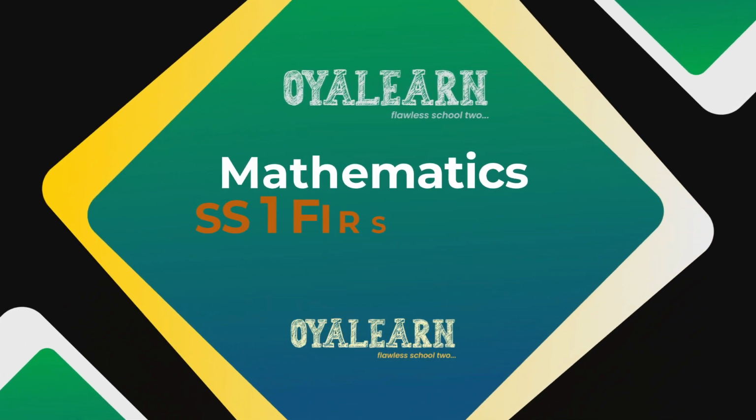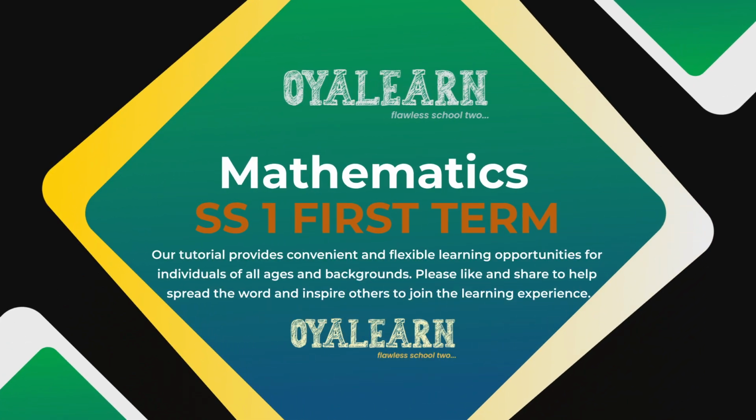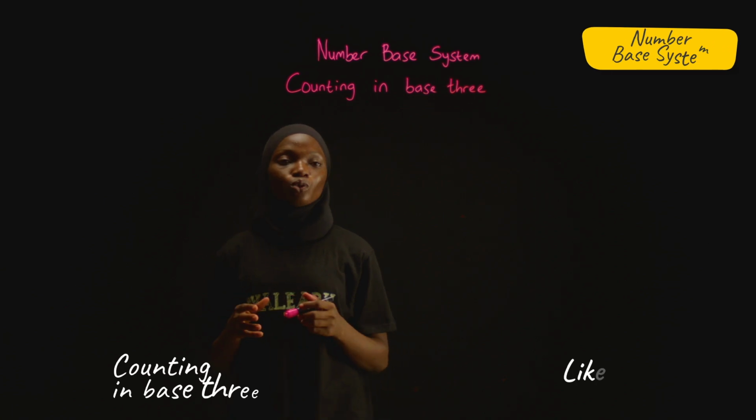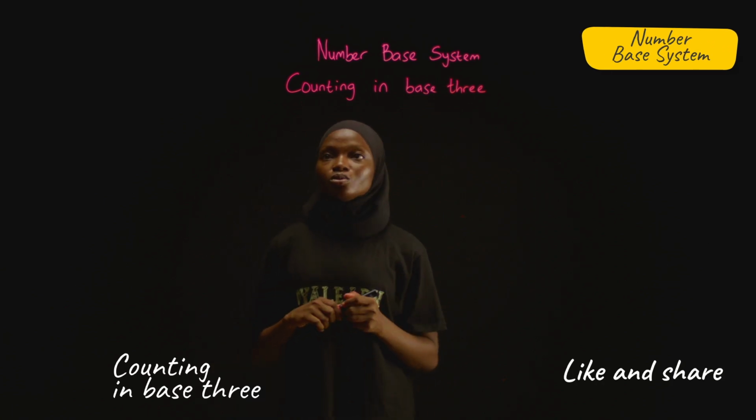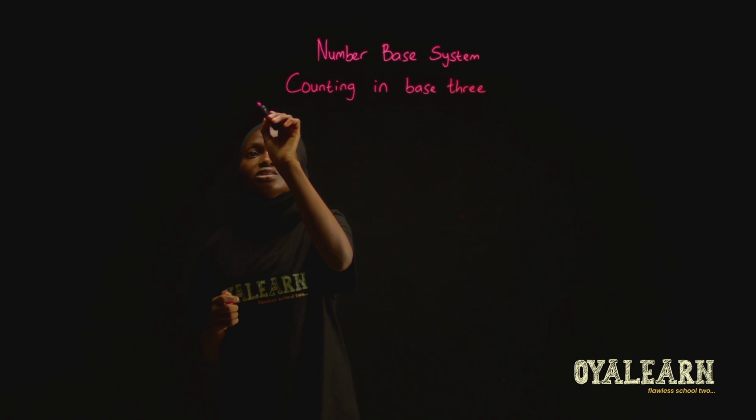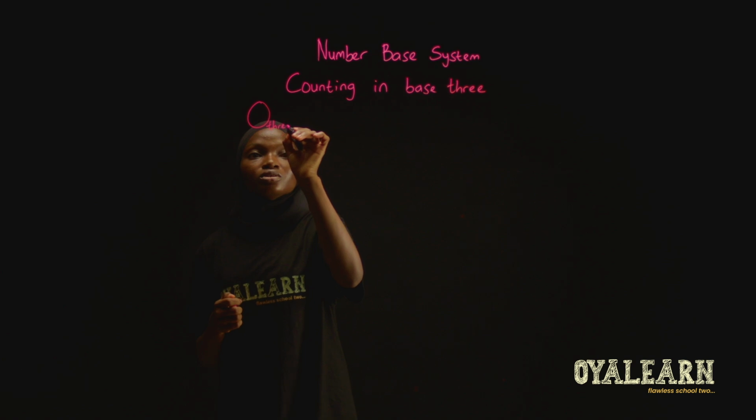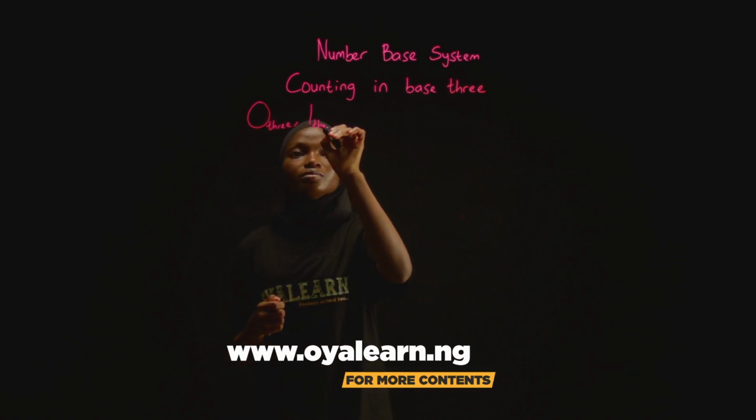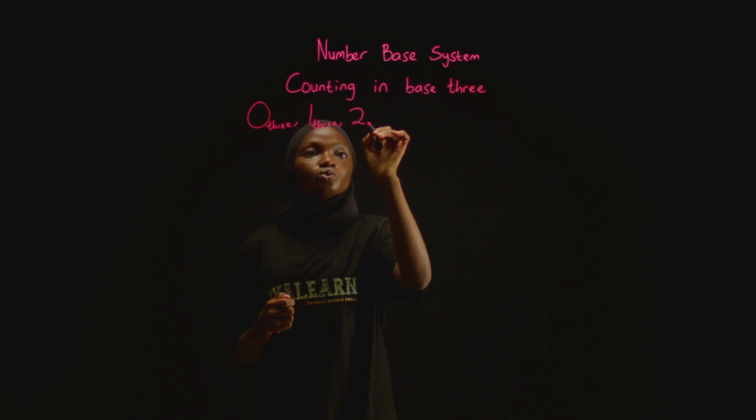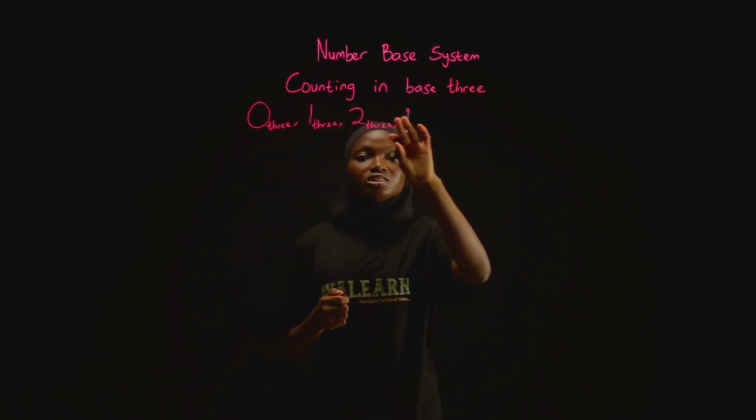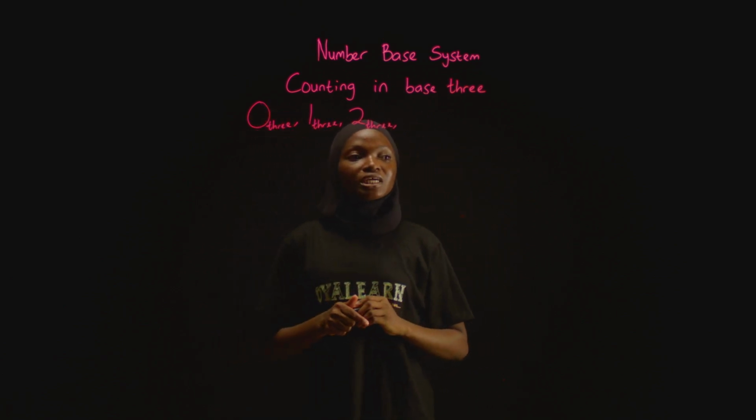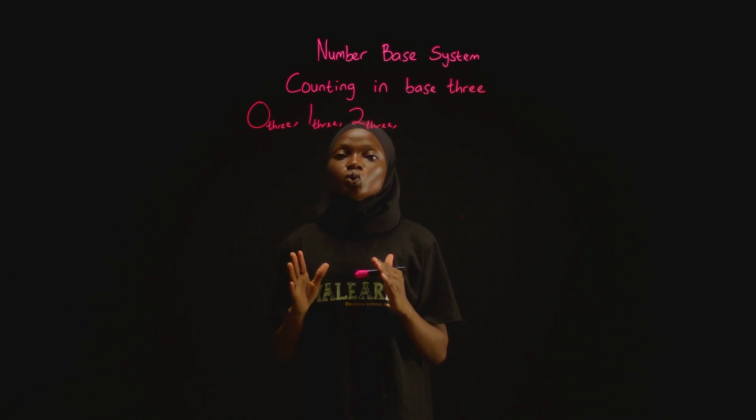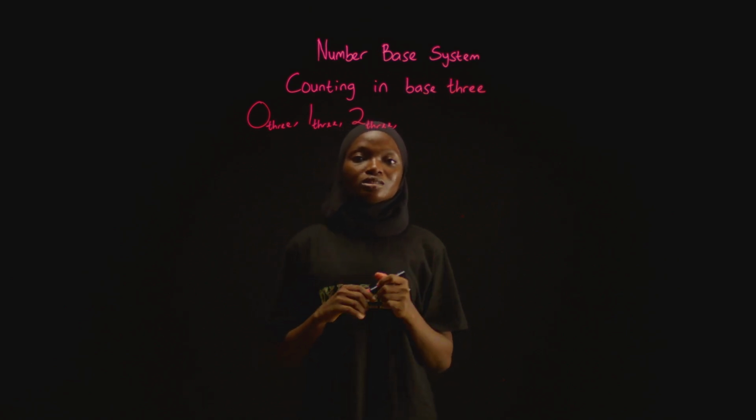Let's count in base 3. What are the digits used in the base 3 count system? We have digits 0 to 2. To count, we use the digits to form numbers. So we have 0, base 3. We have 1, base 3. We have 2, base 3. We've exhausted all the digits used in the base 3 counting system. We move on to 2-digit numbers.